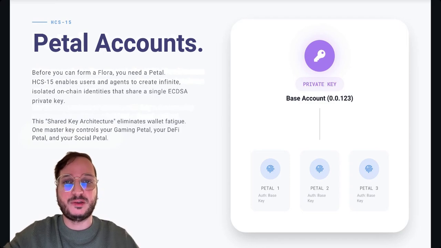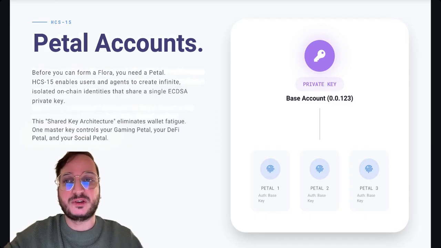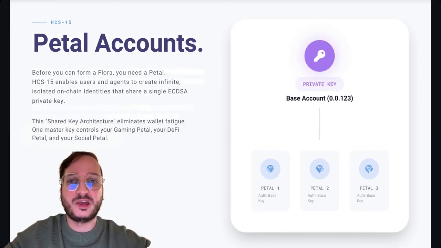And that's really great because what you can do with these is pair them with our other specifications like HCS11 for profiles. And then you can generate unique profiles to do certain things, like maybe managing your DeFi portfolio or logging into a social media app. Each of these accounts can now be broken up by their identity, their holdings, and assets that you're managing.